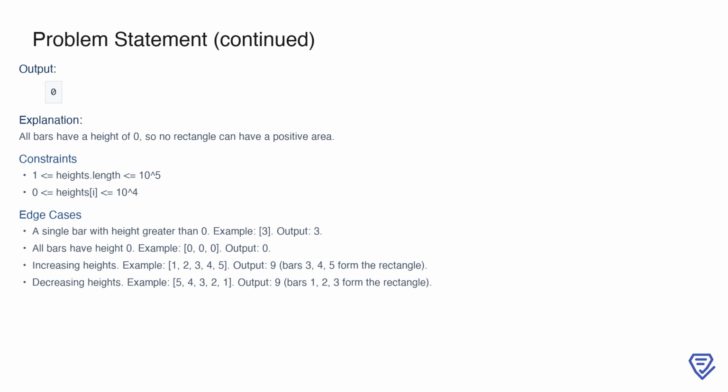The problem also has constraints to consider. The length of the heights array can be as large as 100,000, and each bar height can go up to 10,000. Additionally, we must handle edge cases, such as when there is only one bar, like heights equals 3, where the area would simply be 3. For arrays of all zeros, the output is always 0. In cases where the heights are increasing, such as 1, 2, 3, 4, 5, the largest rectangle forms using the last 3 bars, giving an area of 9. Similarly, for decreasing heights like 5, 4, 3, 2, 1, the largest rectangle also has an area of 9, formed by the first 3 bars.